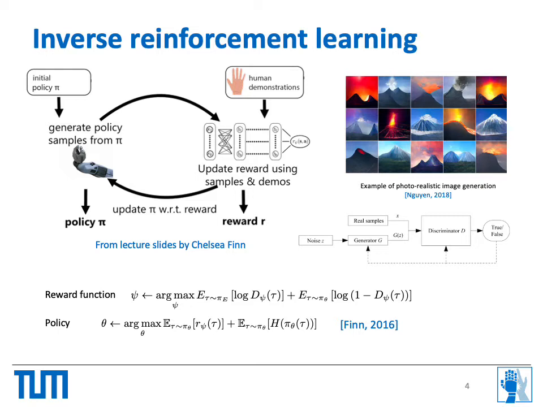This setup resembles in form the generative adversarial networks, which were used in the past, for example, to create photorealistic images. Generative adversarial networks consist of two elements: the generator, which is the policy in inverse reinforcement learning, and the discriminator, which is the reward function in our case.